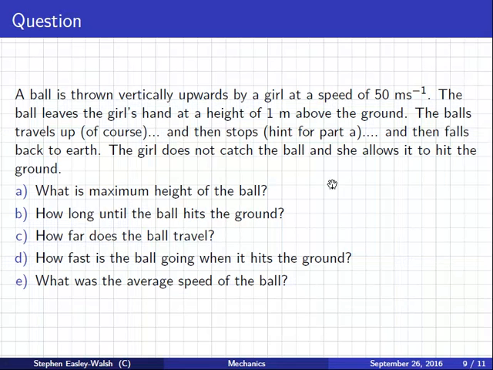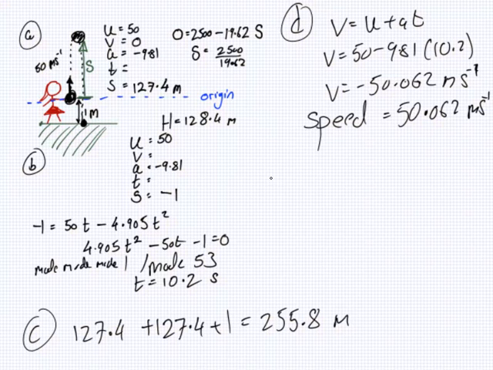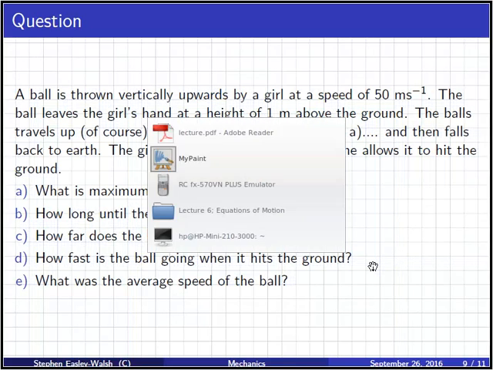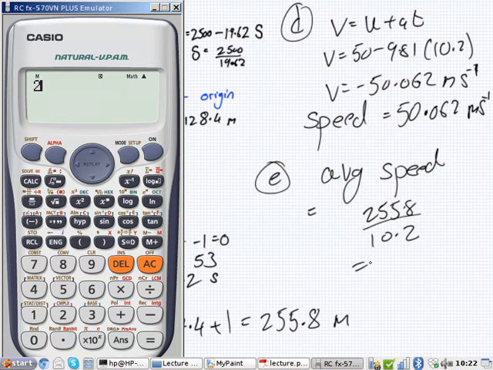Okay, and finally, what is the average speed of the ball? So how can I get the average speed here? You need to think about your triangle. Total distance over total time. Yeah, that's it. So on average, the speed of the ball is 25.08.